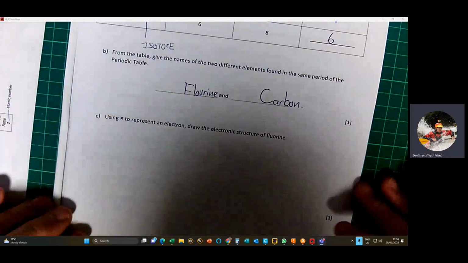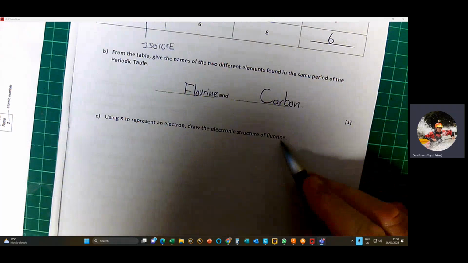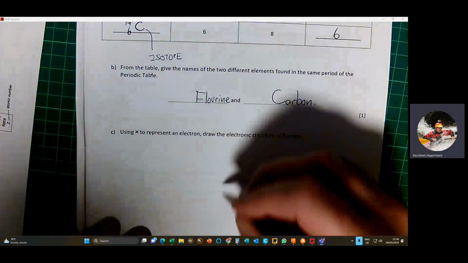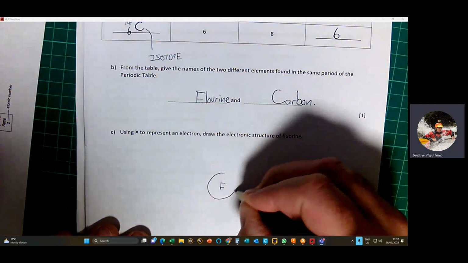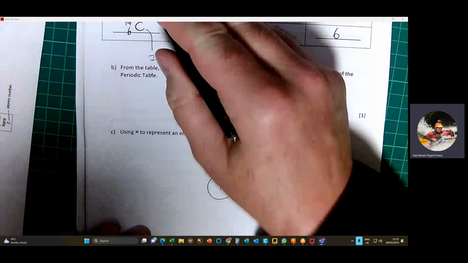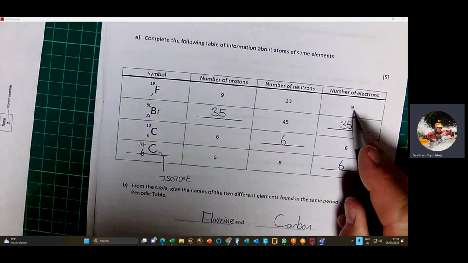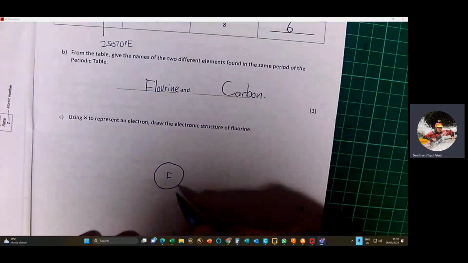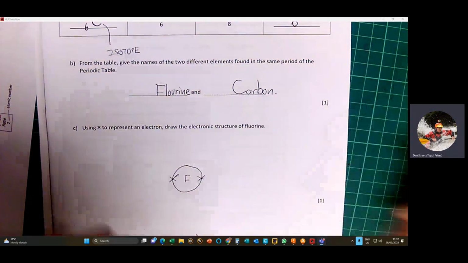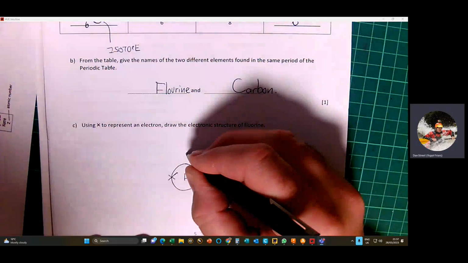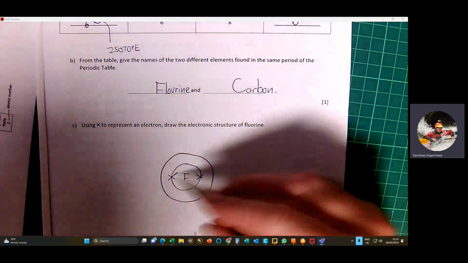And then question 3 part C: use X to represent an electron, draw an electronic structure of fluorine. If we start off with writing the symbol in the middle, and we need to draw the first shell. Now fluorine has an atomic number of 9, which, as we've already seen, gives us 9 electrons. So we need to make sure we draw 9 electrons in our diagram. We need to remember that the first shell can only accommodate 2 electrons. We've got 9 to draw. That does leave us with another 7, because 9 take away 2 is 7.